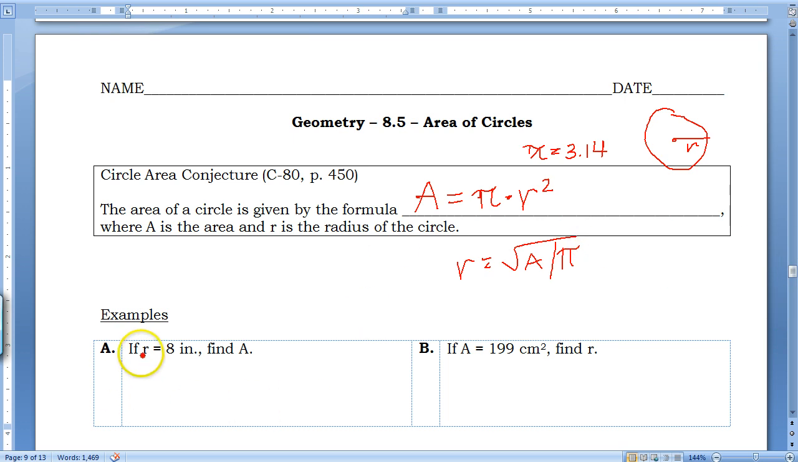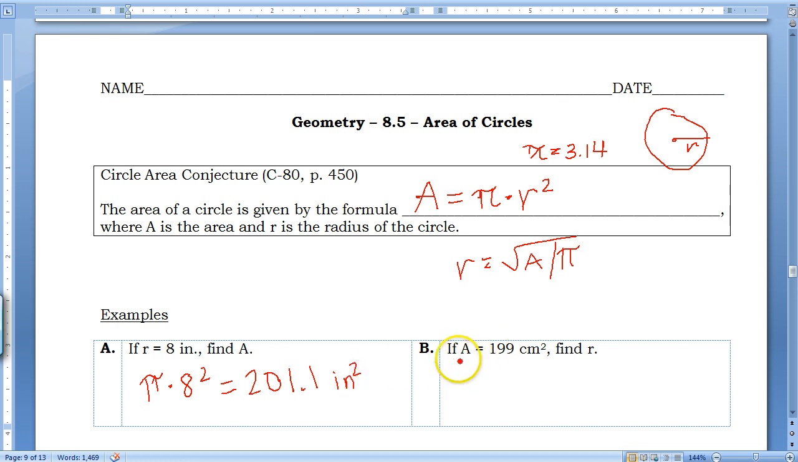The first example says a circle has a radius of 8. We want to find its area. So all I have to do is pi times 8 squared. And that is 201.06. I'm going to round that to 201.1.